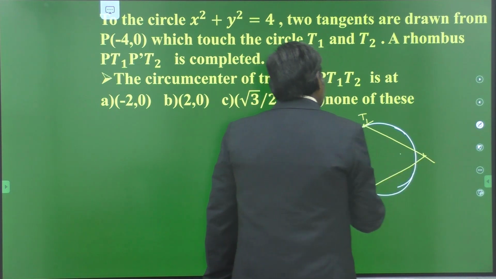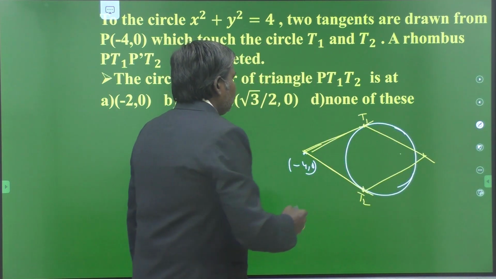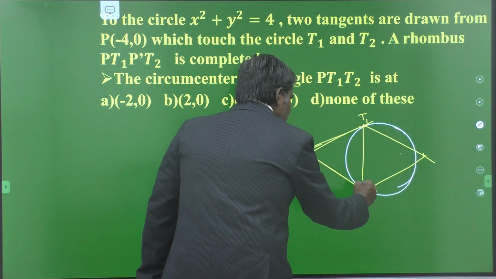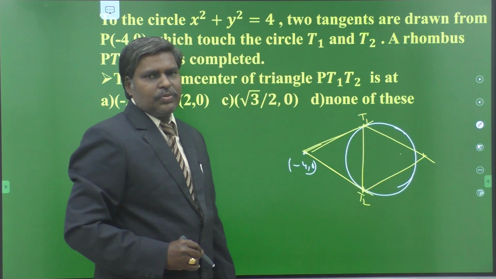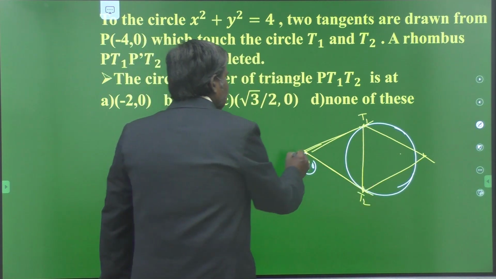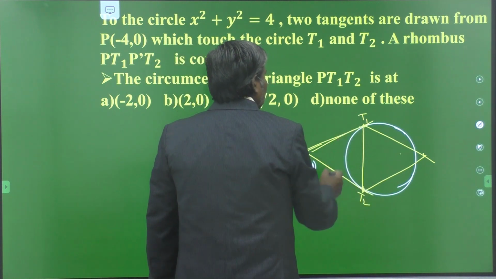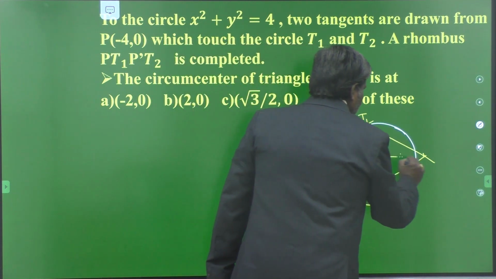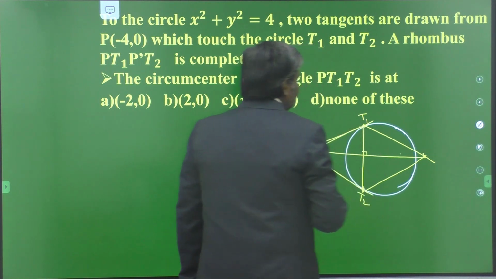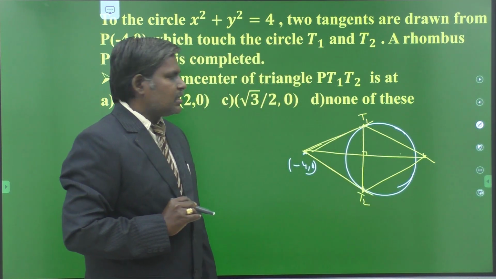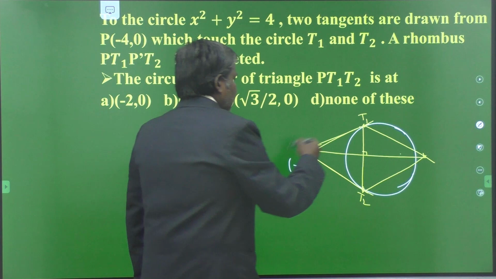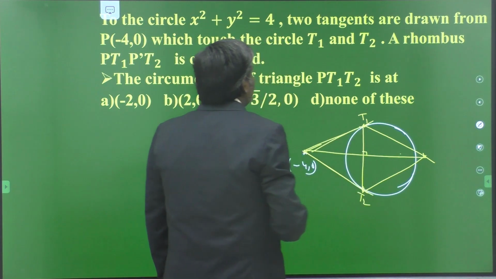Okay, the rhombus may be in this manner. Now, this is what? Chord of contact. This is your chord of contact. Your point is minus 4 comma 0. This is the rhombus. Just by joining here to here, the angle between them is 90 degrees. In a rhombus, diagonals bisect each other and they are also perpendicular to each other.